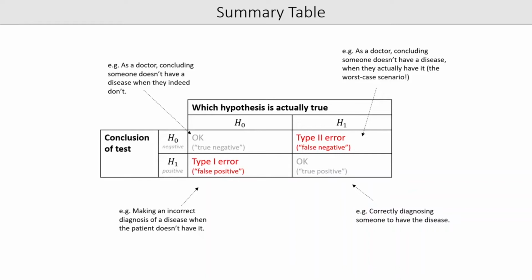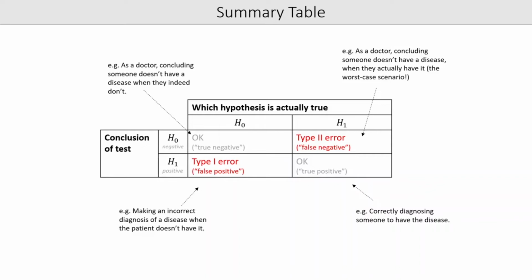A type 1 error. H0 is actually correct. The person doesn't have a disease, but the conclusion of the test is incorrect. So the doctor is telling a patient who's disease-free that they have the disease. That's the type 1 error. A type 2 error, in that case, H1 is correct. This person has the disease. The error is accepting H0 and telling the patient that they're disease-free when they're indeed not.